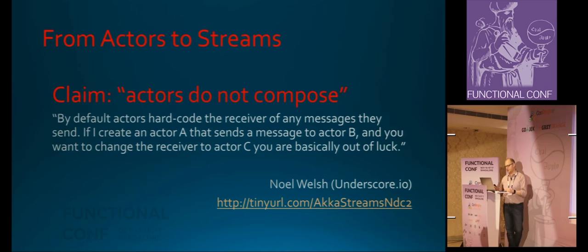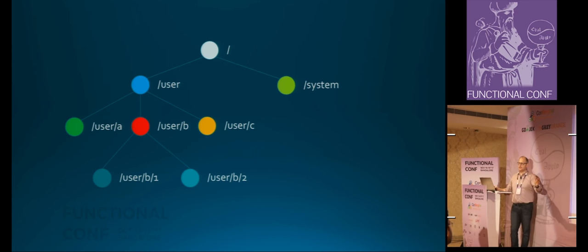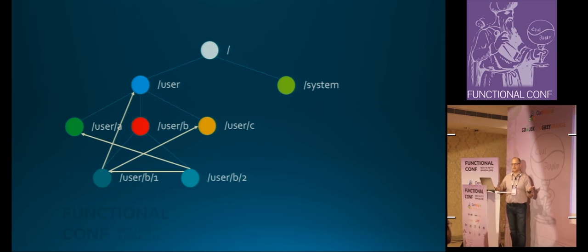Actually, it would be interesting to see how this works, but in this scenario, out of the box, when you create your actor system, you create this topology of actors, and it's very hard to change it dynamically at runtime. Think about if actor A sends messages to actor B. If you want to change and send the messages to actor C at runtime, you can do it, it's possible, but it's very complex.